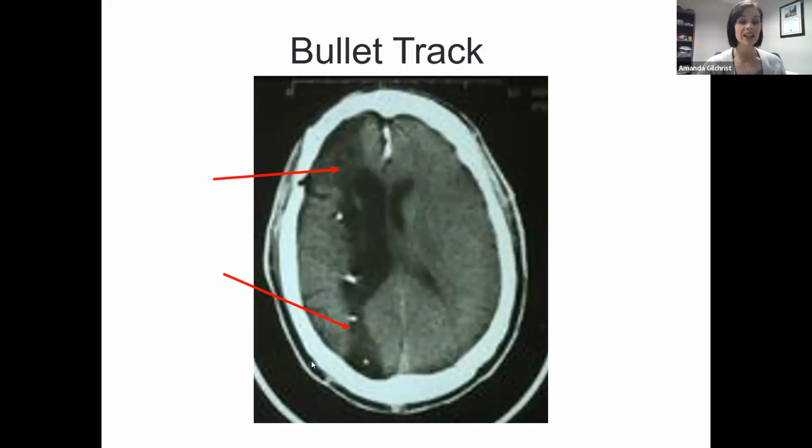So finally, I want to finish up. What you're looking at is an image of somebody who actually had a bullet go through their brain. And you can see here, you can actually follow the track of the bullet. The holes are basically going to fill with cerebrospinal fluid, which you see right here.